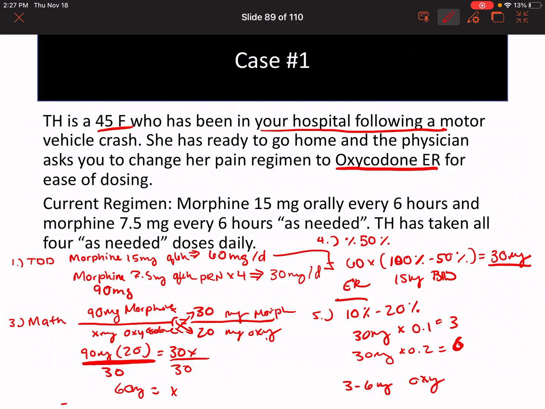Going back to ours, we got 3 to 6 milligrams. So we can probably pick right in the middle of that range and do 5 milligrams. Again, you can do anywhere between 3 to 6 hours. I'm going to do Q4 hours PRN for breakthrough pain. I just picked 4 hours because it was right down the middle.